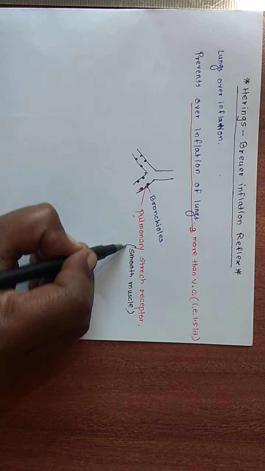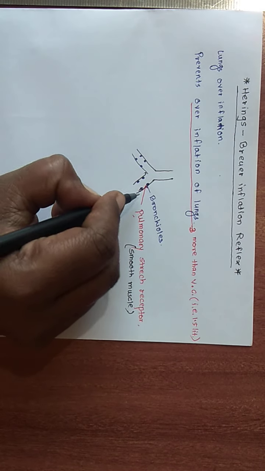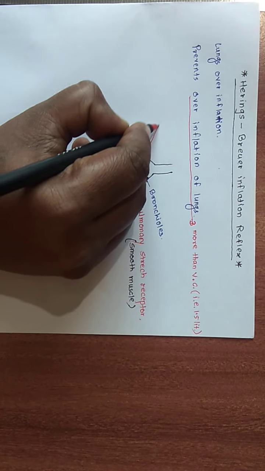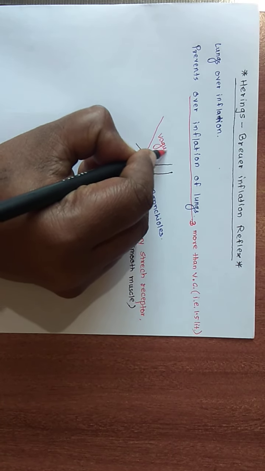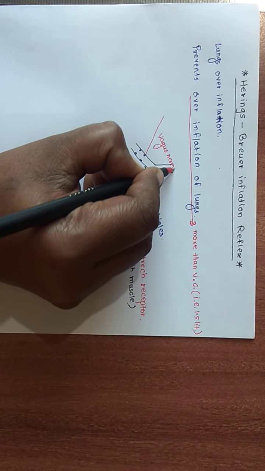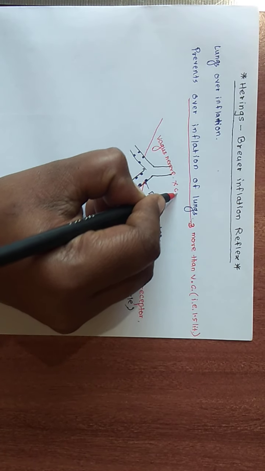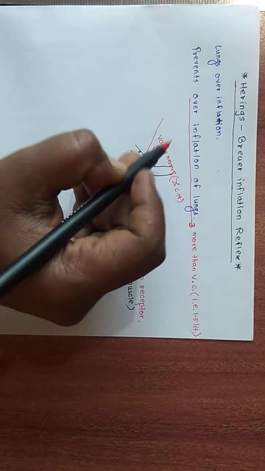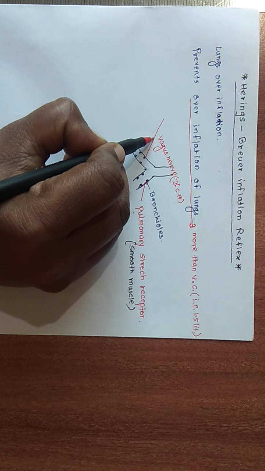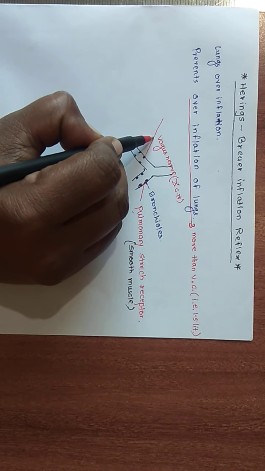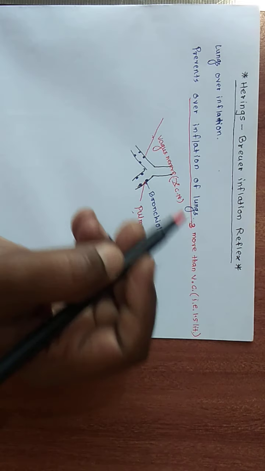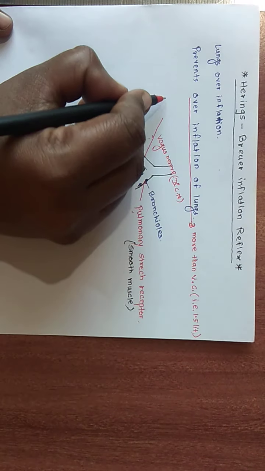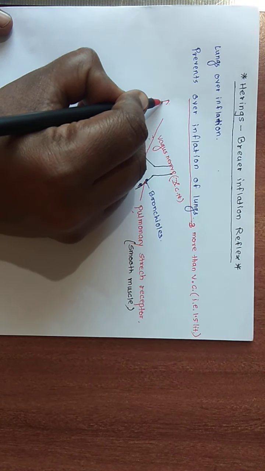To this pulmonary stretch receptor, what is attached? That is the vagus nerve. Vagus nerve is the 10th cranial nerve. It's a cranial nerve, and its myelinated neurons carry the stimulus towards the brain. What is the function of this vagus nerve? It carries the stimulus towards the brain.